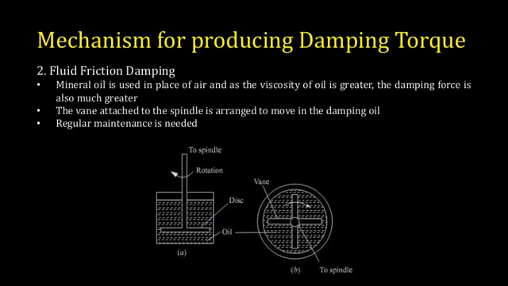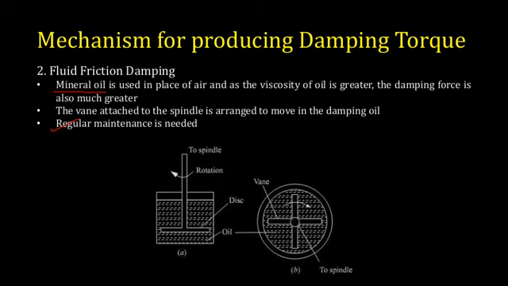And you have another mechanism which is known as fluid friction damping. You'll have a fluid being filled, like oil or something, and you'll have vanes attached to this rotating spindle. Once the shaft is rotating, you'll have pressure of the oil which will be reducing the oscillations. If TD is more, or the deflection is fast, you will have more oscillations which will be quickly dampened out. But the main drawback is that regular maintenance is required, and you will generally be using mineral oil for the purpose. The damping force is much greater when compared to air friction damping.